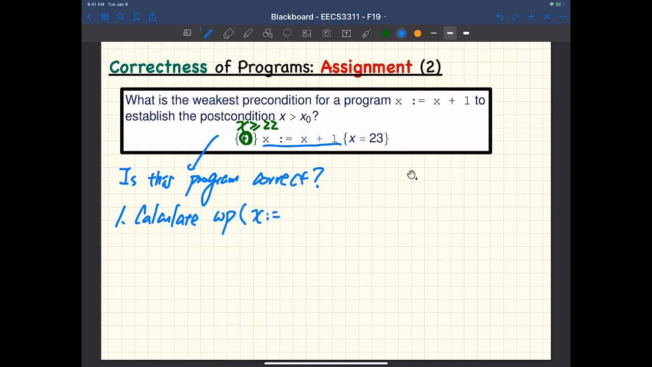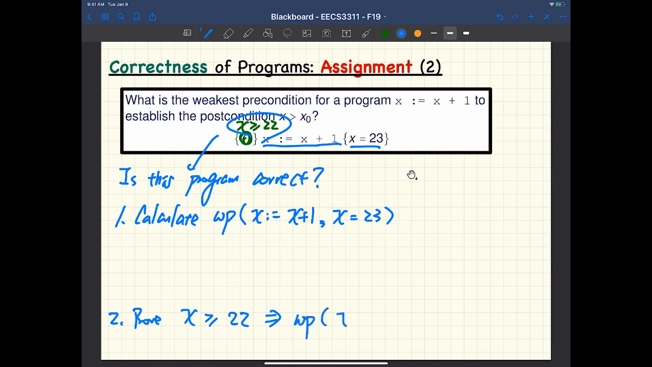X is assigned to x plus 1, for that to establish the postcondition over here. Calculate that first. That's step number 1. Step number 2: prove that the existing precondition, x larger than or equal to 22, should imply, be no weaker, because if that's weaker, you have some value that will actually violate the postcondition. No weaker than WP for x is assigned to x plus 1, and then x equals 23.